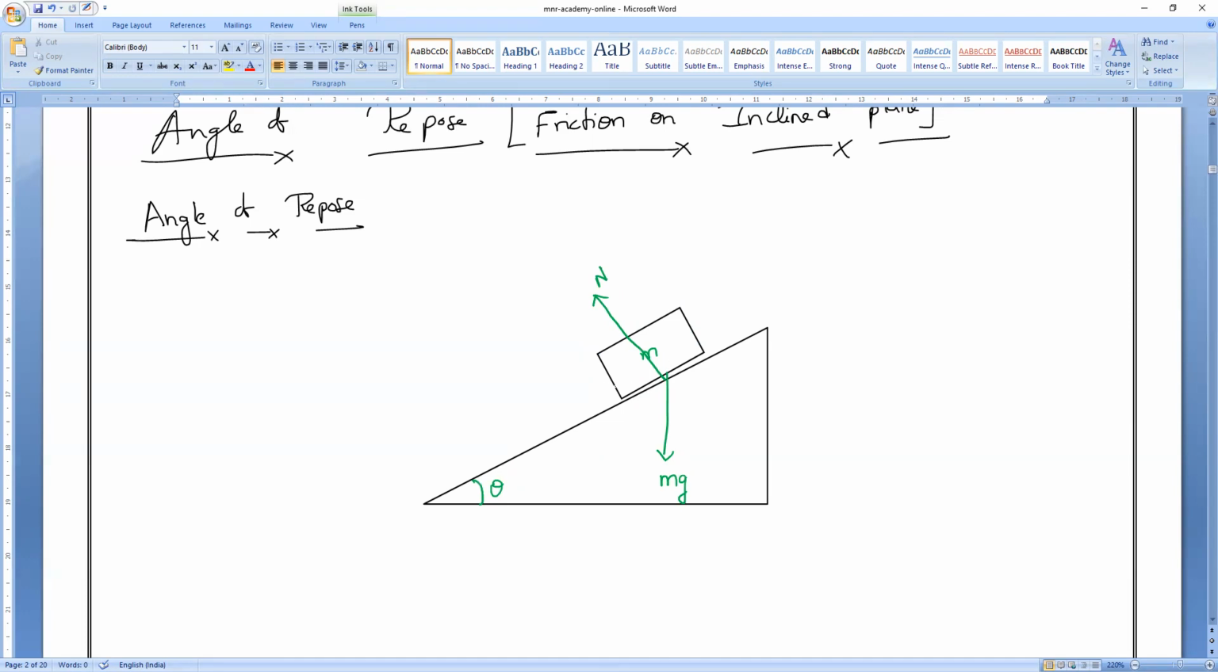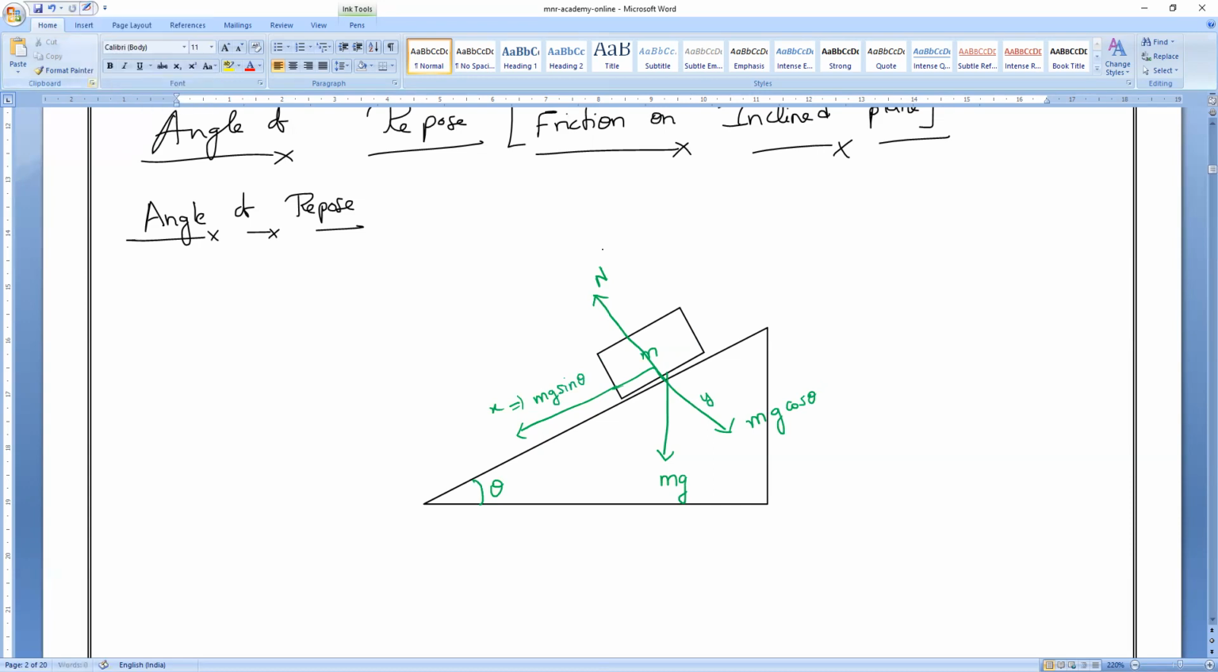Then the motion will be acting in two directions. One is the x-axis, and perpendicular to this is the y-axis. So what are the components? Along the y-axis it will become mg cos theta. And along the x-axis it will become mg sin theta.